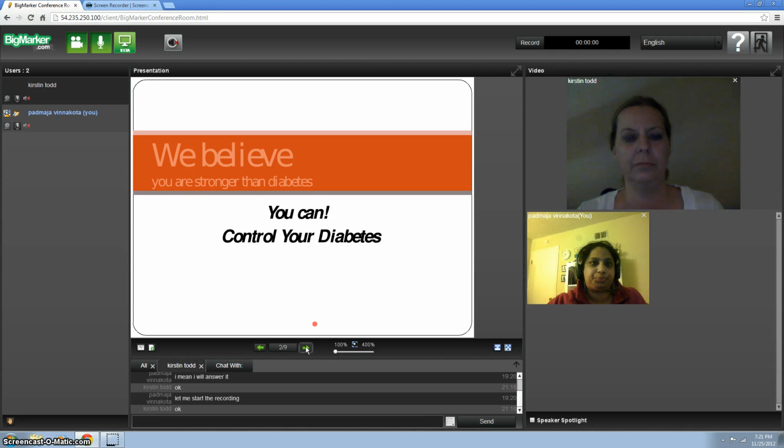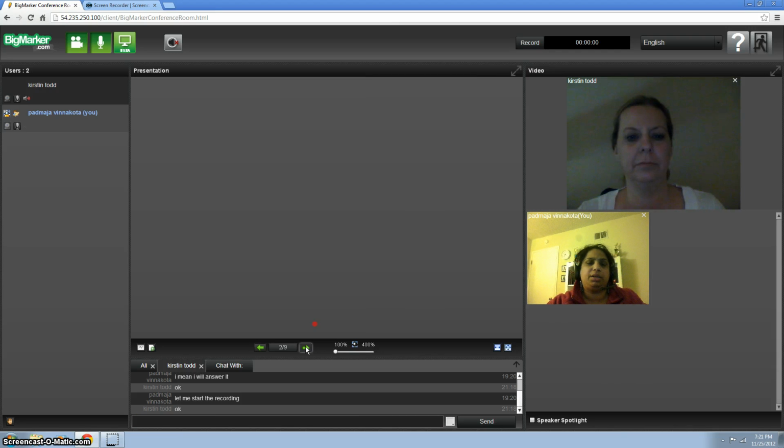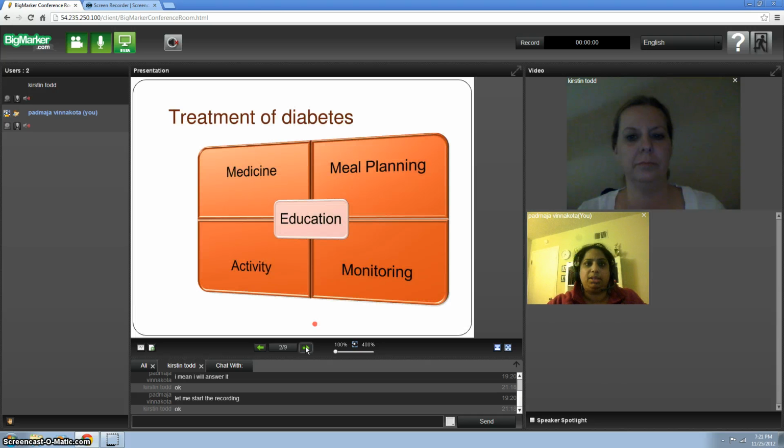The first slide talks about the five elements which are critical in managing diabetes. The first is the medicine, the medication that your doctor gives you. The second is meal planning. The third is activity, that is physical activity. The fourth is monitoring. And the fifth is education about what diabetes is all about and how you can manage it well.